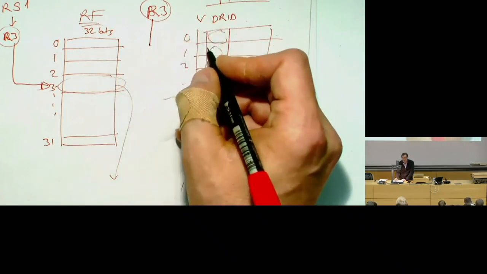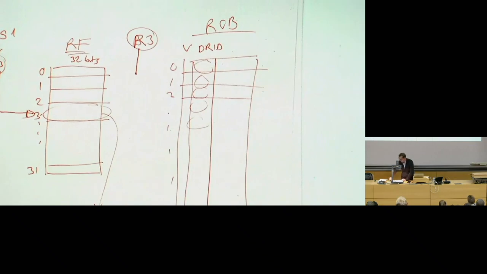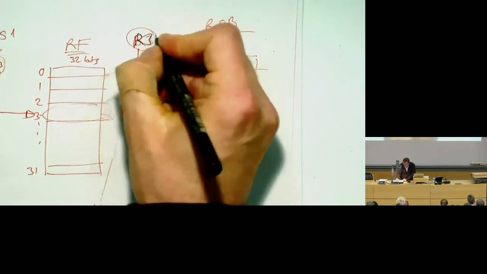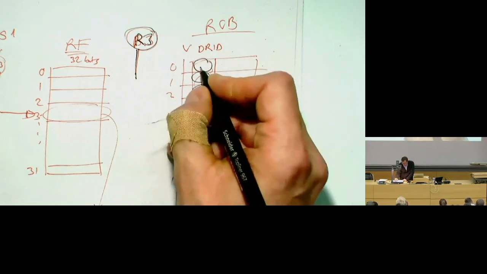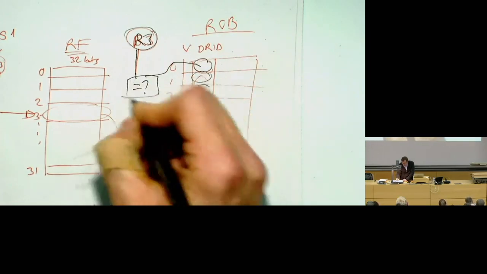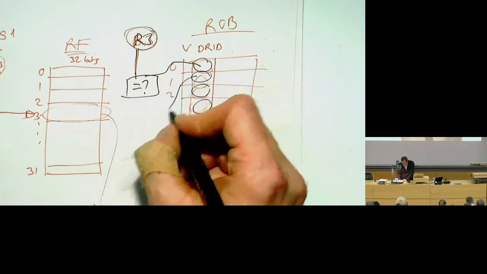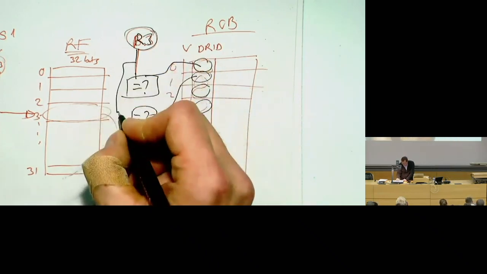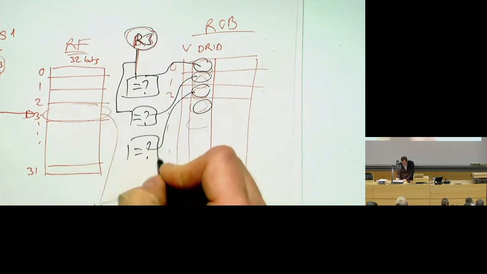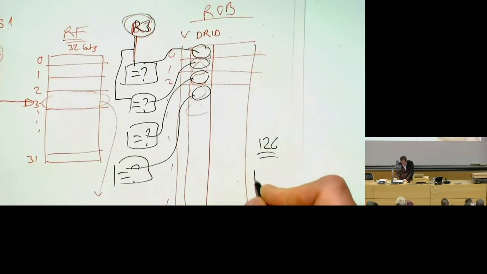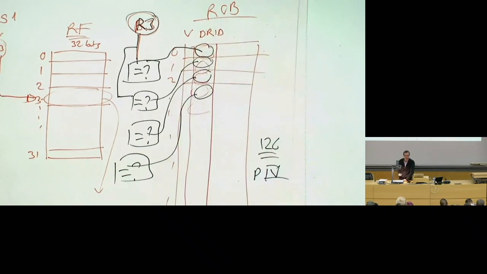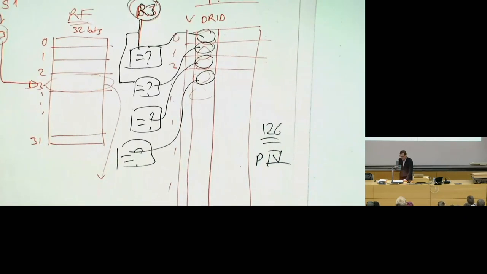If you want to do this, you need to compare. You have a value over here, which is the destination register ID of different instructions. You need to take this, ask if it's equal. That's not enough. You need to do it for every single entry. Ask if it's equal. Ask if it's equal. And if you have 126 entries, like in Pentium 4, you need to do it for 126 entries over here. Doesn't sound like fun, right?